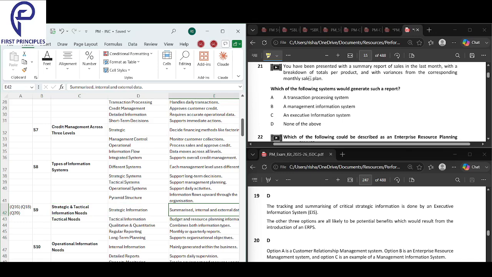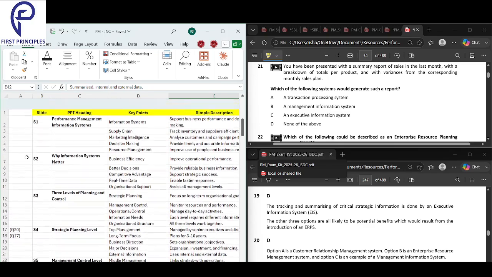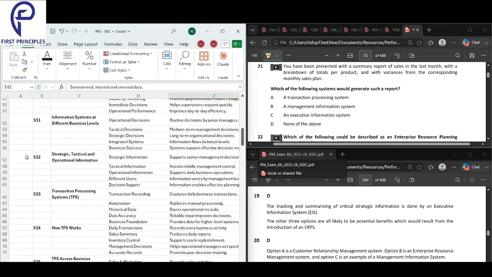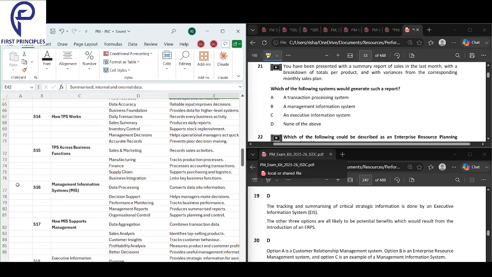Next, you have been presented a summary of the last month with a breakdown and a variance. Which of the following systems would generate such a report? So you have been given a summary, with a breakdown of total sales. Now you have all the information with the variances also. It's not transaction processing, which is day to day. It's not executive, because that is summarized and this has all the details. So by default, it is an MIS, management information system. If it was only a summary, it could have been EIS. If it was day to day, it could be TPS. But again, it has a summarized version also, and it has all the breakdown also. So it has to be MIS.